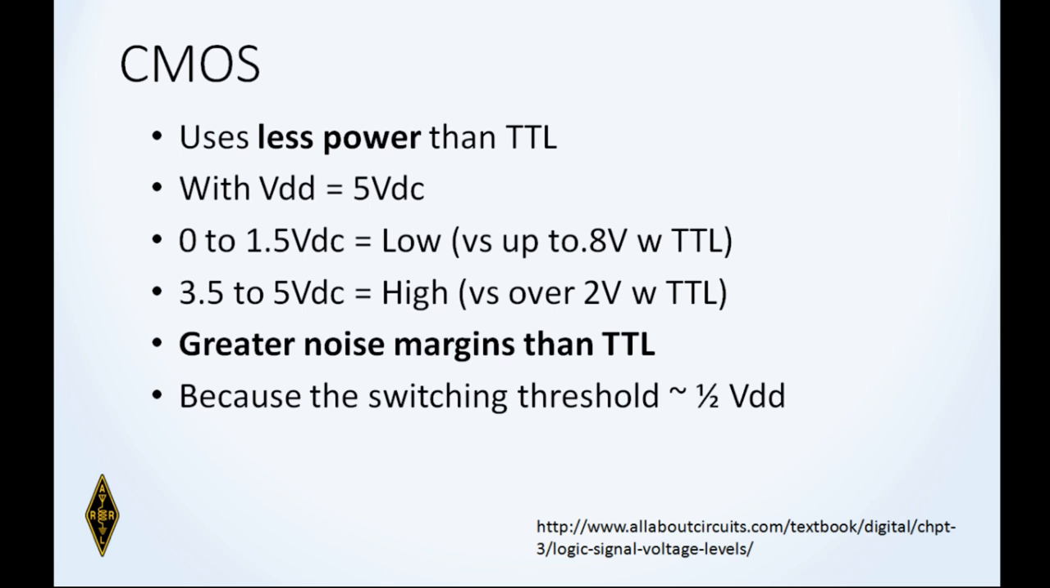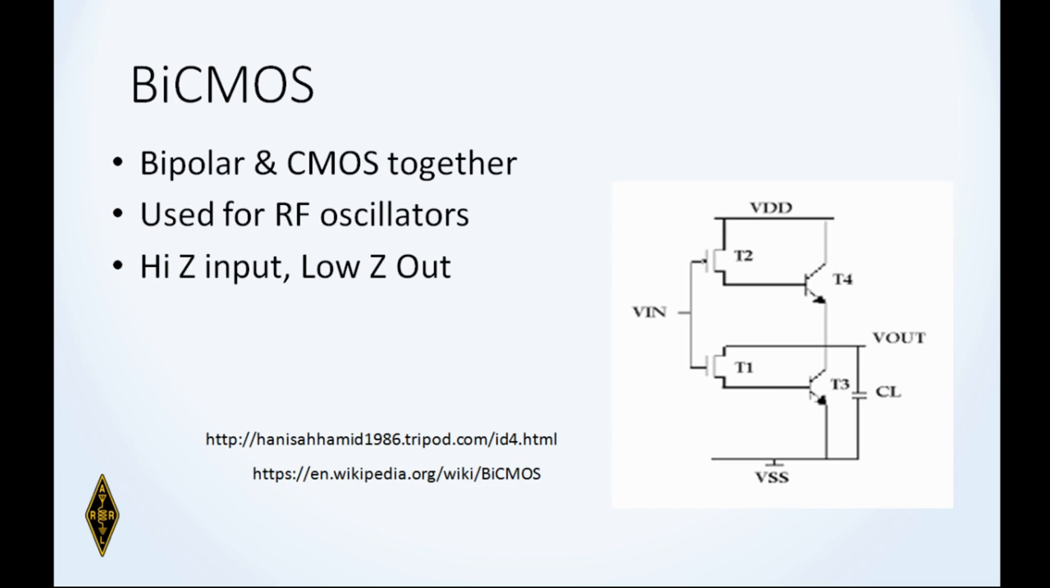And then there was a combination device called bi-CMOS, a combination of bipolar and CMOS, where you'd have CMOS devices on the input with a high input impedance, and you'd have a bipolar transistor on the output with high current generating capability, so you could drive more chips. High input impedance, low output impedance. Bi-CMOS are used a lot of times for radio frequency oscillator applications.